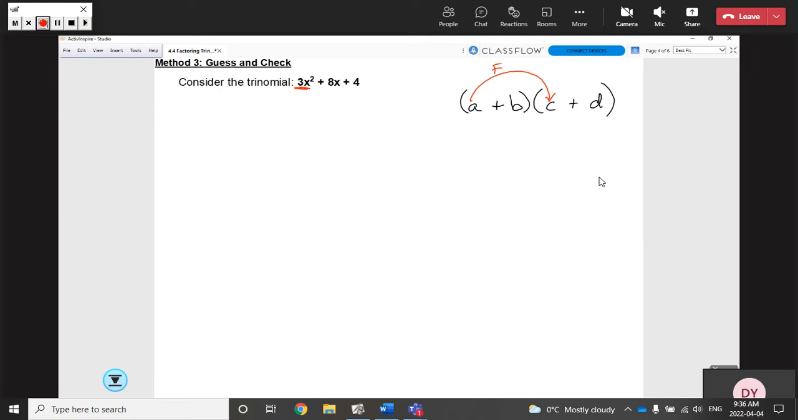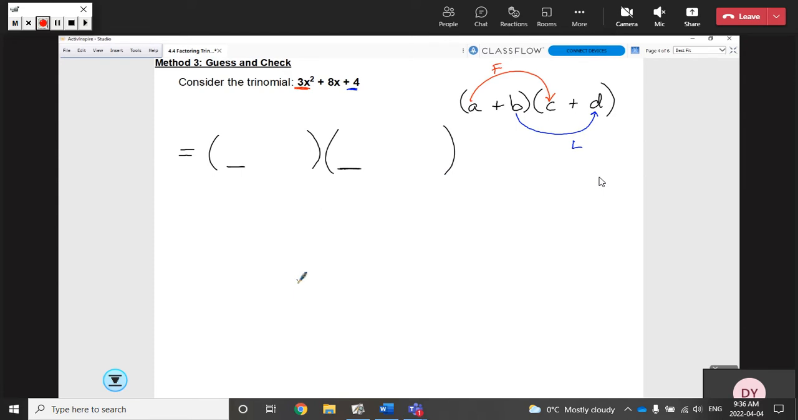And then certainly this last term here, the 4, it's from the last move there, right? It's from the B times D. Because the O and the I, those are the moves where you get the like terms. And you got to collect them, and that's where that 8 comes from, right? So when we're setting up our factors here, we got to think that something times something has got to give us 3x squared. The first terms here have to give us 3x squared.